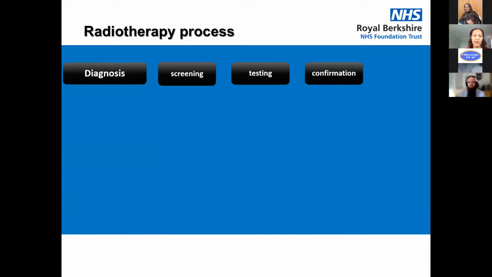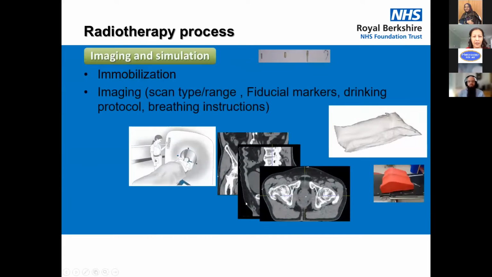In terms of diagnosis, I would not spend time on this because it's mainly up to the doctors to diagnose. We help and support, of course, especially as doctors rely heavily on imaging with ionizing and non-ionizing radiation. But what I'm going to talk about is the radiotherapy process, imaging, and simulation.